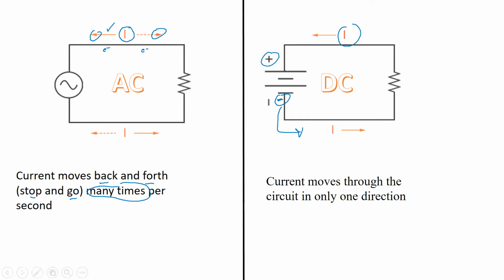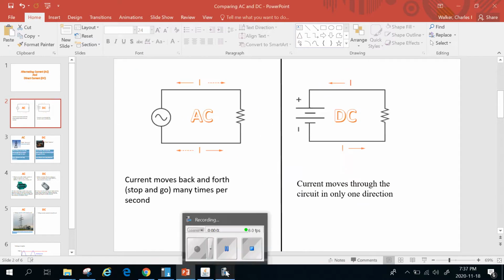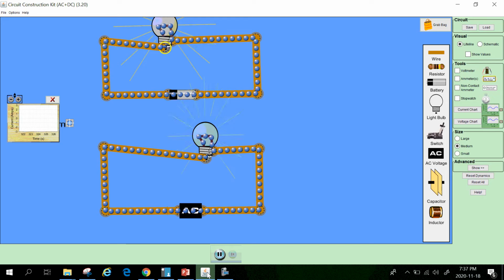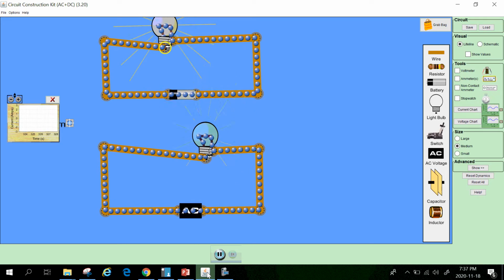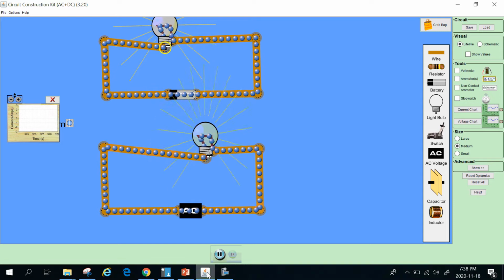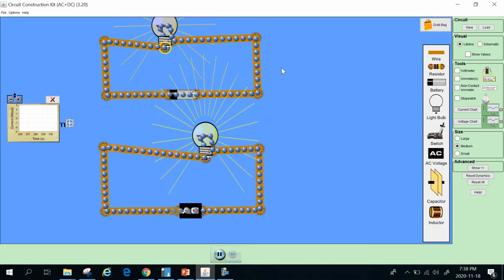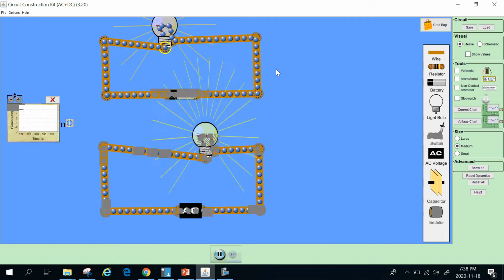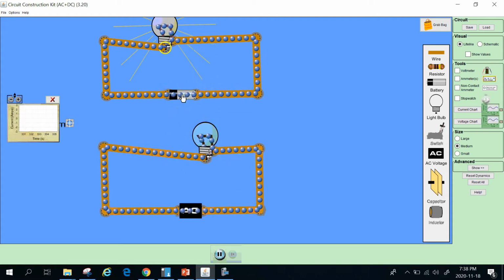So I'll just go out of here to show you a really simple little animation. And this animation is one that I just kind of built up from the University of Colorado. And what it allows me to do is conduct two different circuits here. One of them is DC, the one at the top, the one at the bottom is AC. And this just makes it a little bit more visual in terms of the movement of the electrons. So let's start with the one at the top here. This is the DC voltage source, which is a battery.